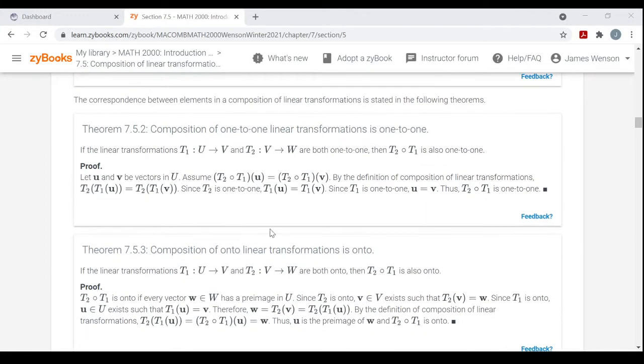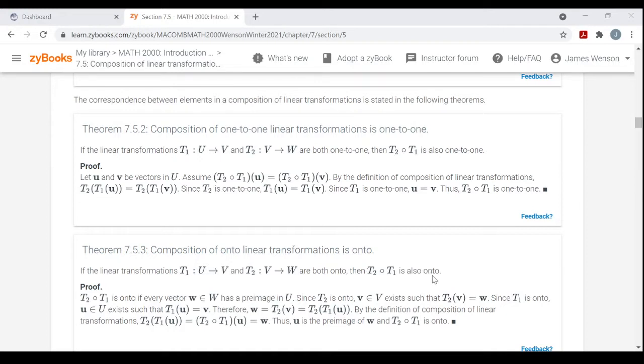All right, then we talked about properties of transformations before. When is a transformation one-to-one? When is a transformation onto? Hopefully you recall those words. These are just statements telling you that if linear transformations T1 and T2 are both one-to-one, then their composition will also be one-to-one. Same thing for onto. If two transformations are both onto, then their composition will also be onto.